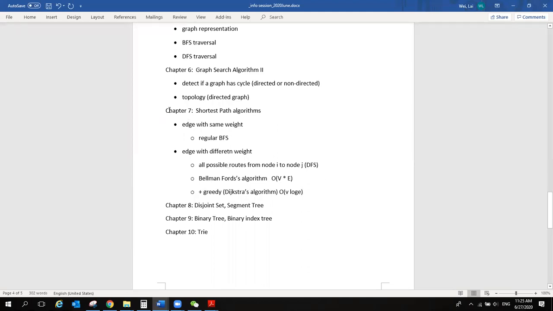So that's the shortest path algorithm. Behind it, this is also our approach to attack this problem in general. Then chapter 8, disjoint set and segment tree.